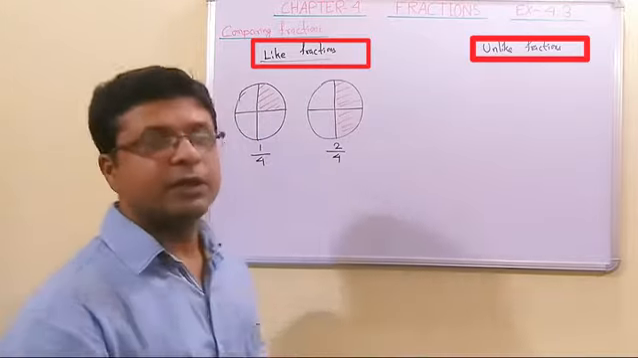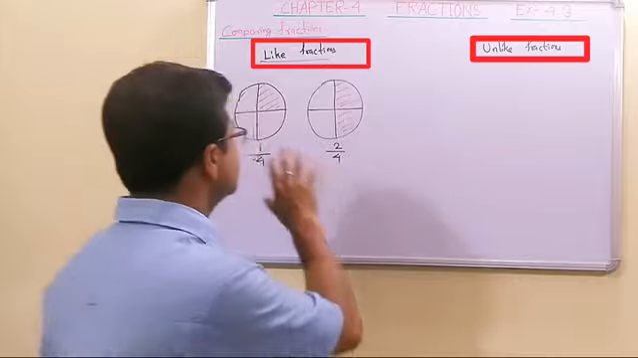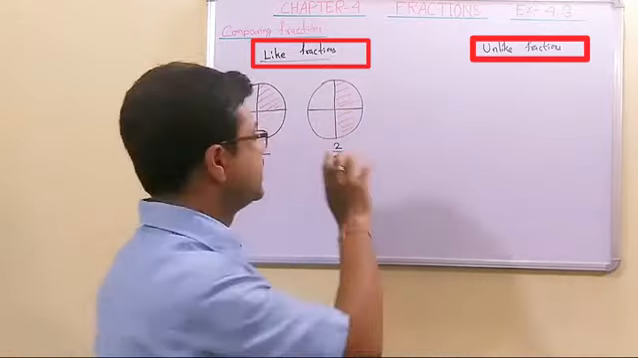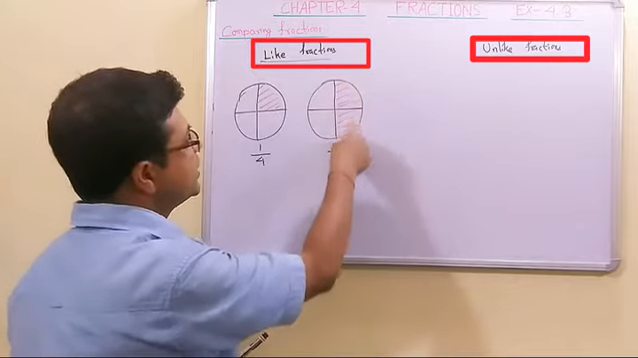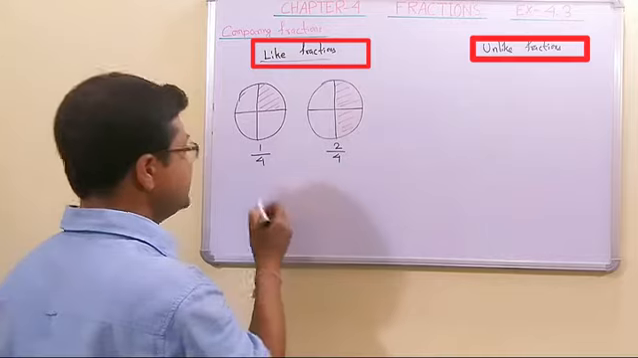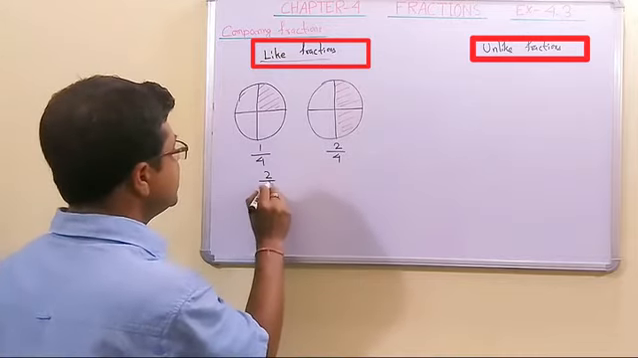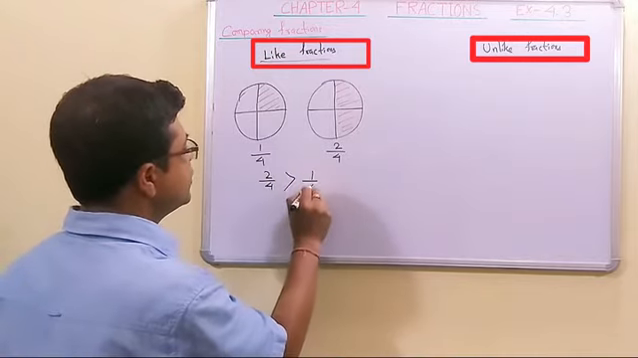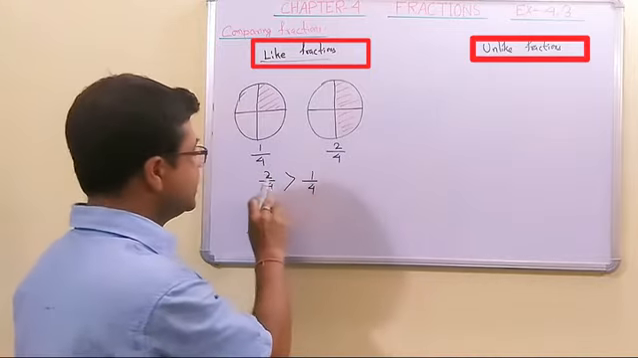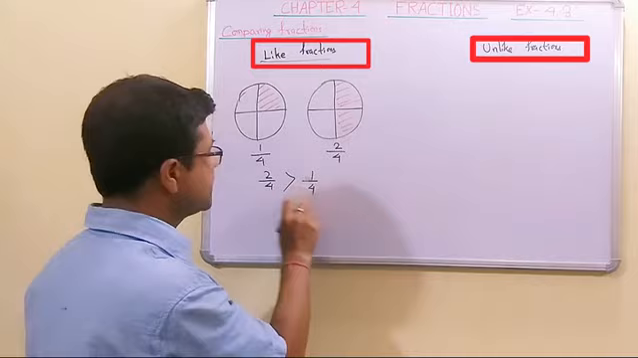Now today we are here to compare the fractions. We shall say which fraction is bigger or which fraction is smaller. Here directly you can say that this fraction is bigger because more parts are shaded. So we shall write that 2 by 4 is greater than 1 by 4, isn't it? This is the case of like fractions.